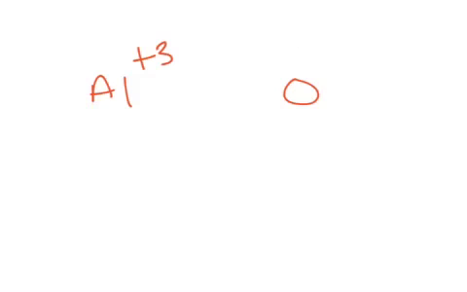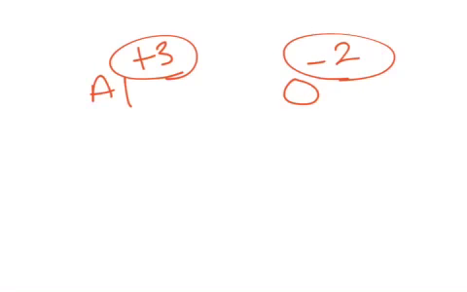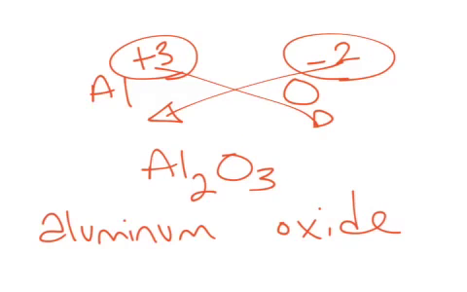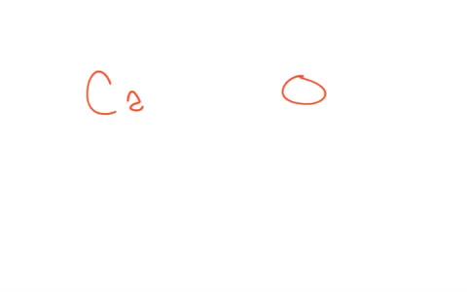So aluminum is always +3, oxygen's always -2. If we want these 2 numbers to cancel out, then that means we're going to need to have charges of 6. So we're going to need to have 2 +3 charges and 3 -2 charges. And the way that we learned it in honors chemistry was to just crisscross the numbers. So you would show that we have 2 aluminums and 3 oxygens in order to get the charges to cancel out. And that gives you aluminum oxide. Again, changing the end of oxygen to IDE.